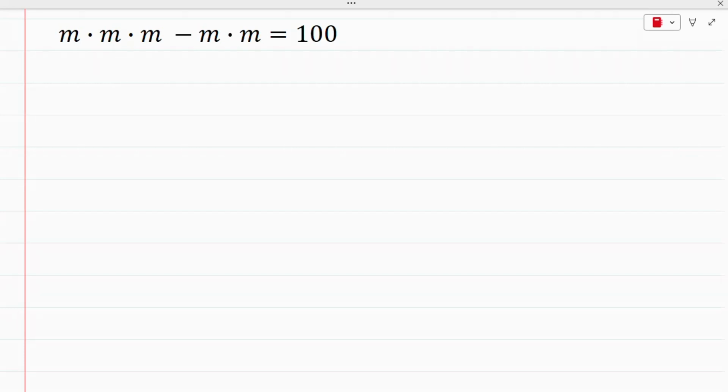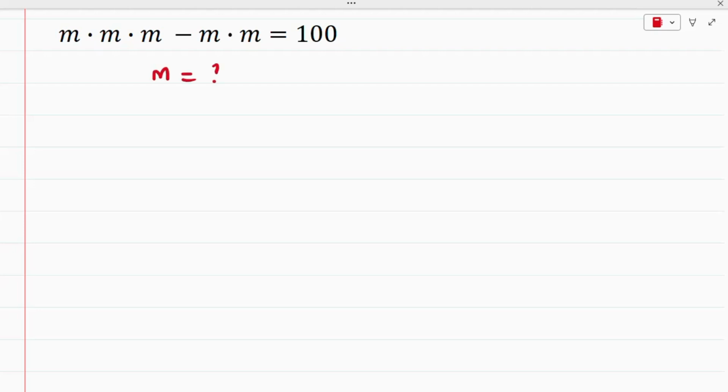Right here we have this ninth algebra math Olympiad problem, and the question says m multiply m minus m multiply m is equal to 100. So we are to solve for m. So right here we want to simply solve for m.